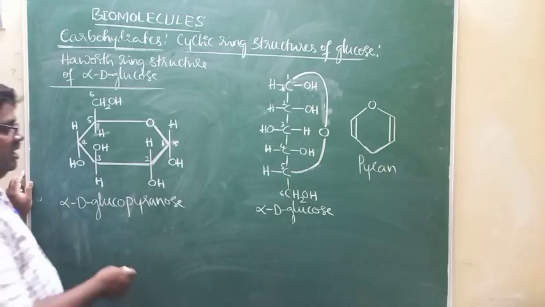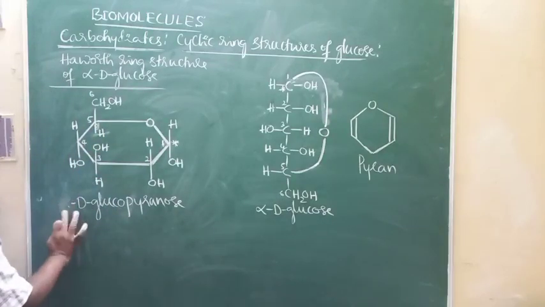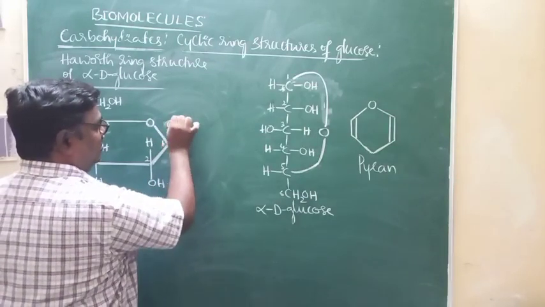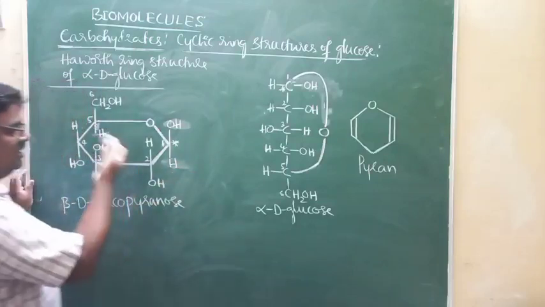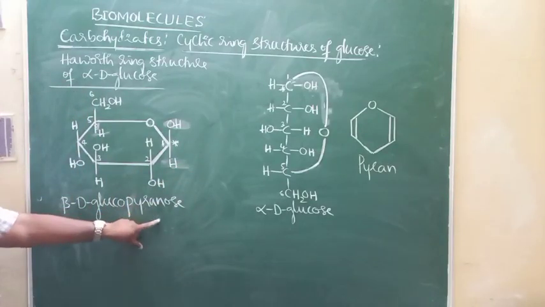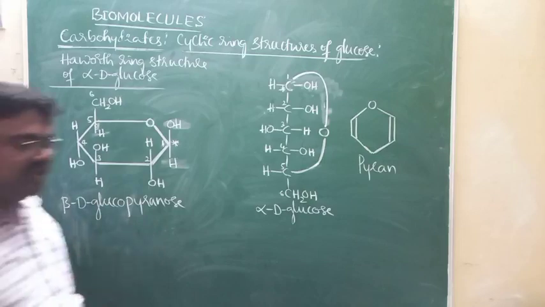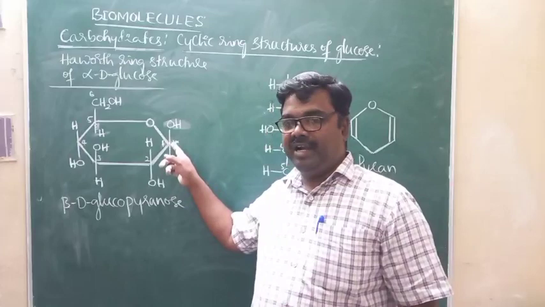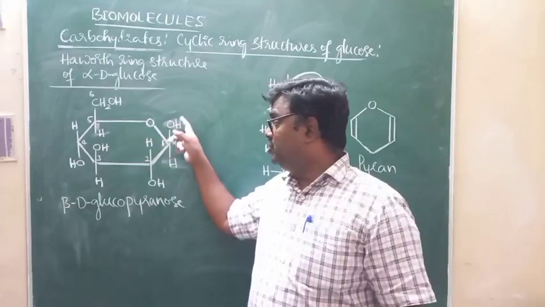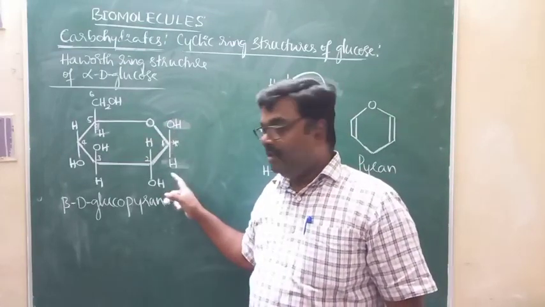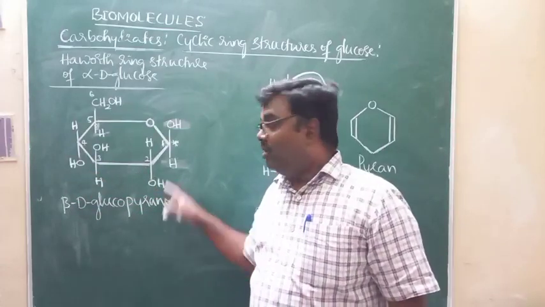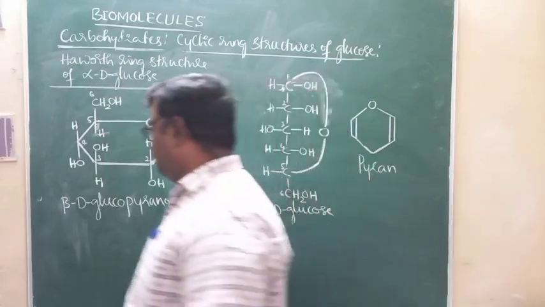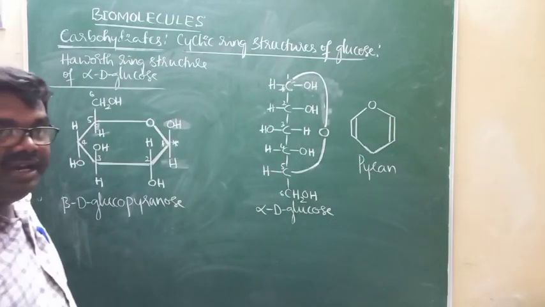Okay? And as far as beta D glucopyranose is concerned, you simply write the OH group above the plane, hydrogen below the plane, and this is what we call beta D glucopyranose. The main difference between alpha D glucose and beta D glucose is the configuration at the anomeric carbon atom. In alpha D glucose, the OH group at the anomeric carbon atom is below the plane. In beta D glucopyranose, it is above the plane. This is the major difference between alpha D glucopyranose and beta D glucopyranose.